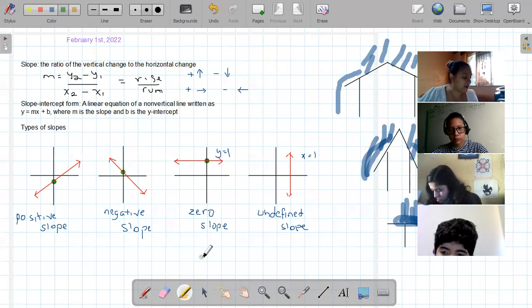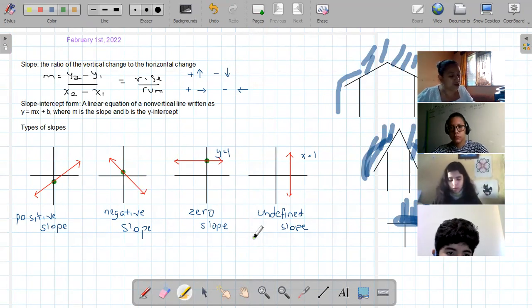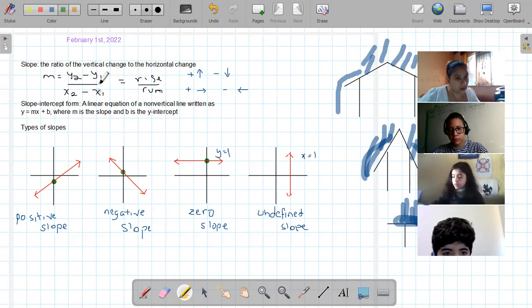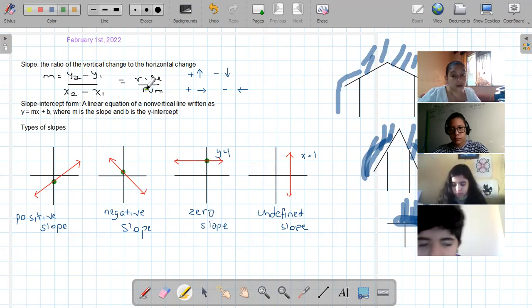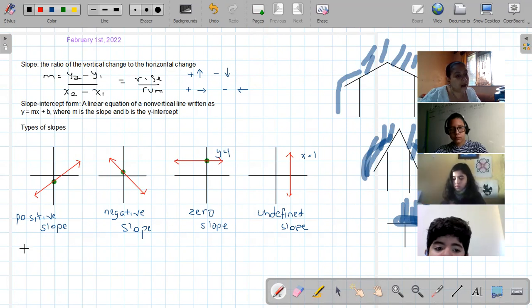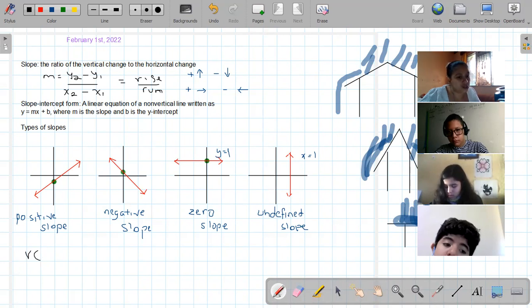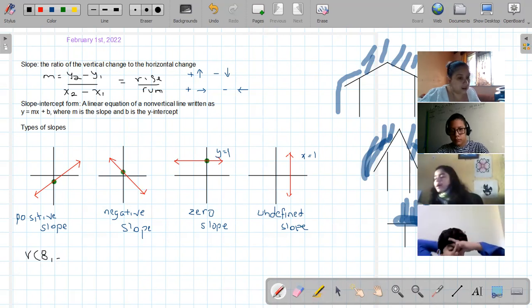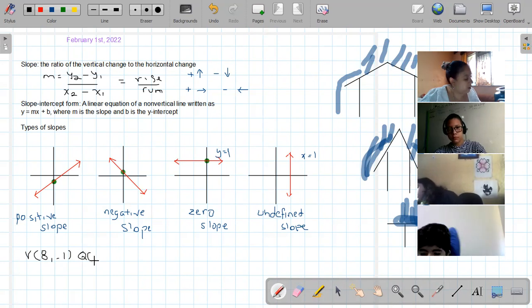Okie dokie then. We're going to find some slopes right now. You're going to find the slopes with the formula, this one, okay? We are going to use this formula to graph when we use this equation. So first let's find our slopes using the formula. I'm going to use examples from the book. Let's say we have a point called V, and its location as an ordered pair is 8, comma, negative 1. And we have the point Q, whose location is 0, comma, negative 7.